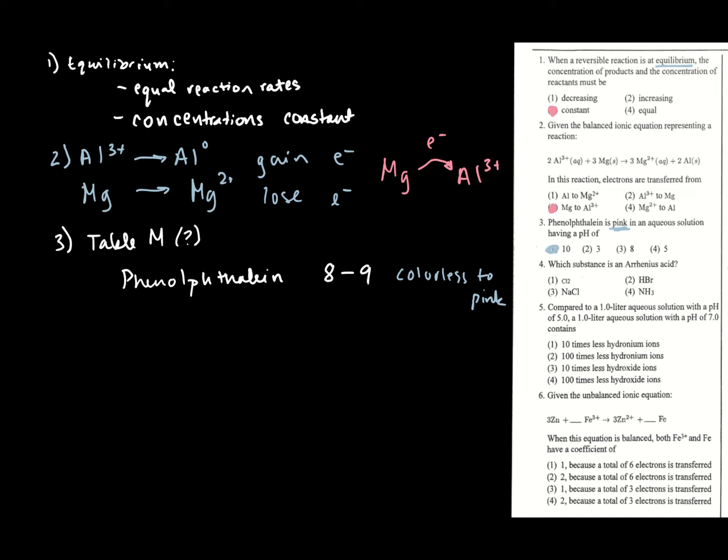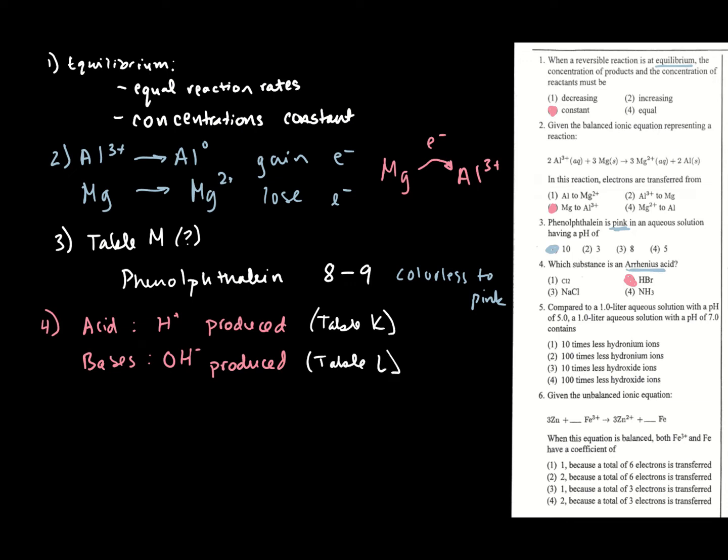Number 4, which substance is an Arrhenius acid? So this goes to the definition of an Arrhenius acid or Arrhenius base. So the Arrhenius theory has acids that give H+, and then bases OH-. So they produce these ions. So an Arrhenius acid needs to have the H+. And that's choice 2, HBr. You could even see this on table K. That's where all the acids are. And then for the bases, these are table L.